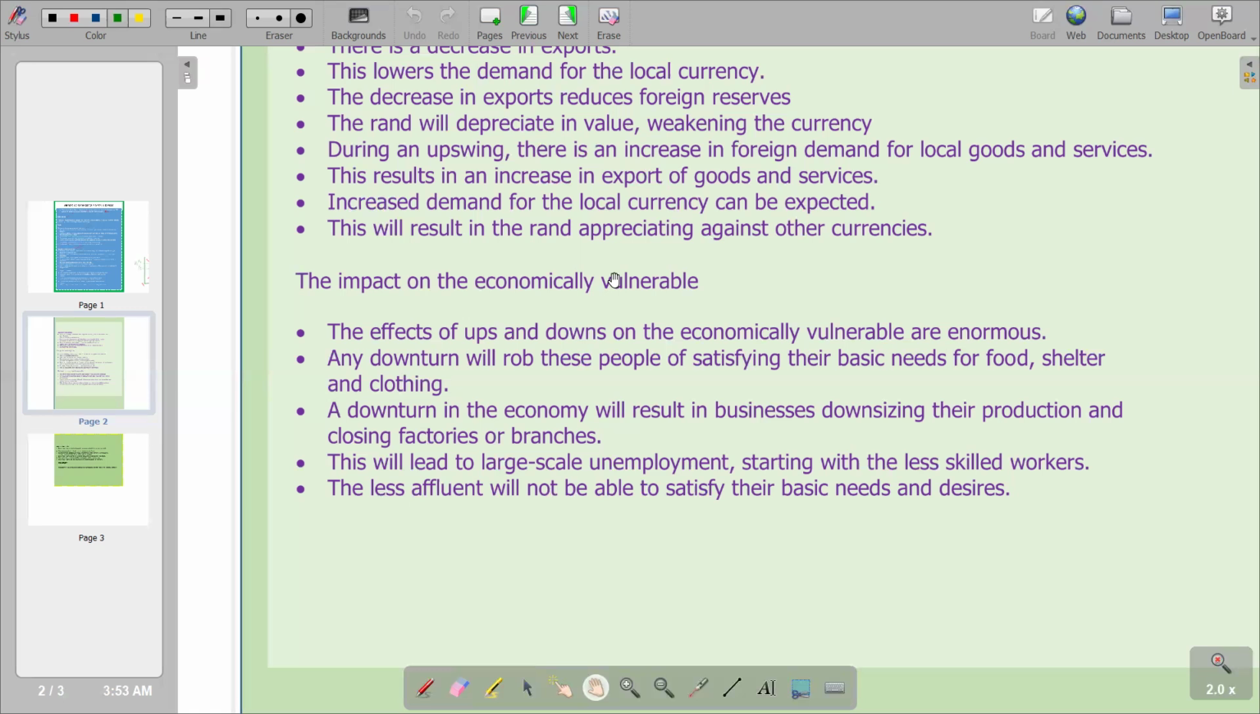Obviously, they are negatively affected when there is a downswing. So that's how we are going to present it. So let's look at the explanations. The effects of ups and downs on the economically vulnerable are enormous, which means they are very huge. Any downturn will rob these people of satisfying their basic needs for food, shelter, and clothing.